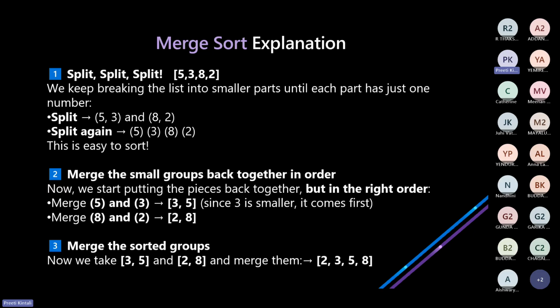So now 3, 2, what is smaller? 2 is smaller. So I have put 2 first, and then 3 and 8, which is smaller, 3 is smaller. So I put 3 and then 5 and 8, which is smaller, 5 is smaller, and then 8 is left. 8 is the last element left, so there is no comparison. I will put it directly. So 2, 3, 5, 8.